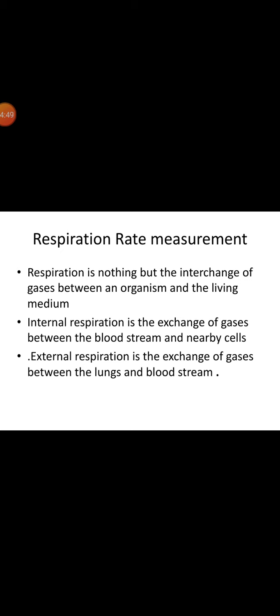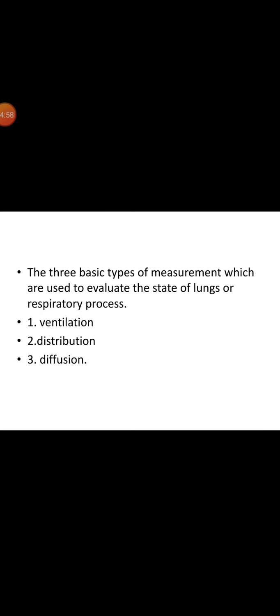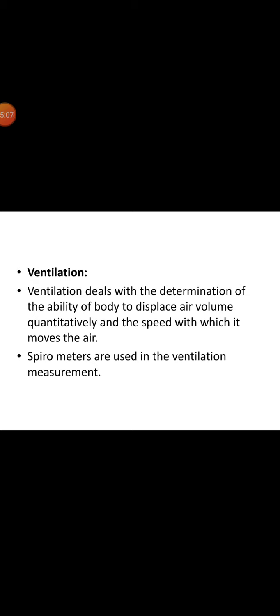Respiration rate can be measured by any of the methods called displacement method, thermistor method, impedance method, CO2 method and apnea detector. And the three basic types of measurement which are used to evaluate the state of the lungs and the respiratory process are ventilation, distribution, and diffusion.